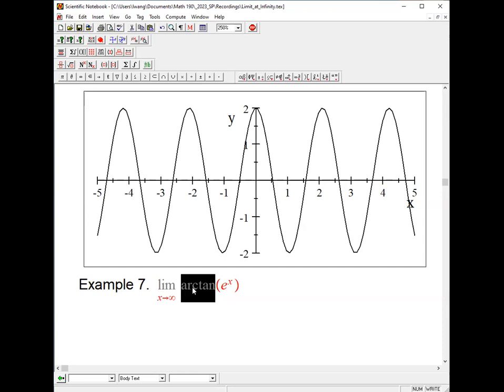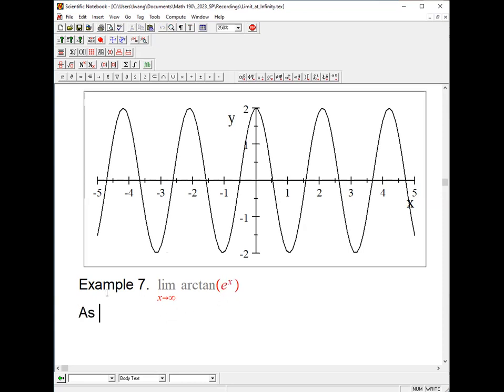Arctangent is a continuous function on its entire domain, which is the number line. As x approaches infinity, e to the power x approaches infinity, but we cannot bring the limit inside, because infinity is not considered a finite number. We just know e to the power x is approaching positive infinity, right?